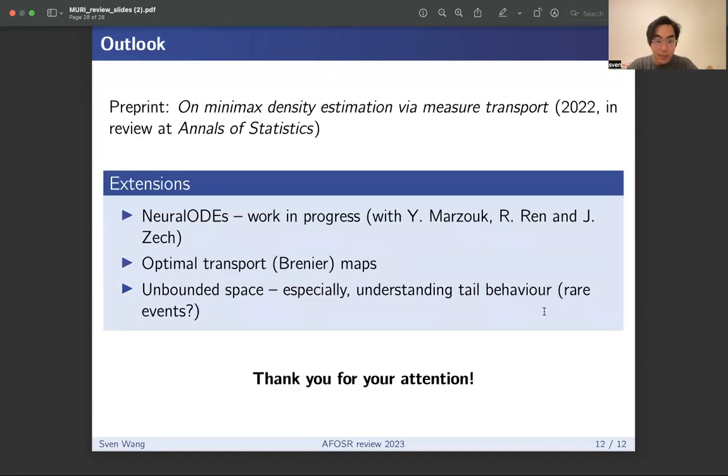So our paper is currently submitted in review at the Annals of Statistics. One extension we're working on is the case of neural ODEs that I mentioned before. This is work in progress together with Youssef, Robert Wren, and Jakob Zech. And there are other very interesting extensions that we're thinking about, for instance, studying optimal transport maps, and importantly also extending to the case of unbounded space.